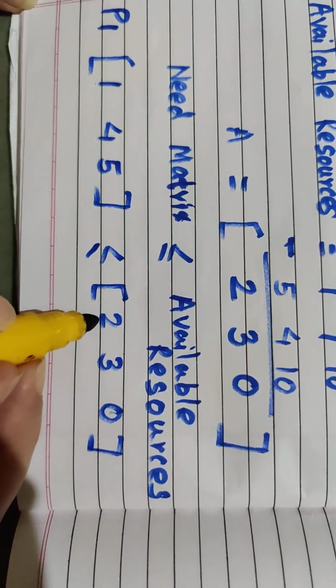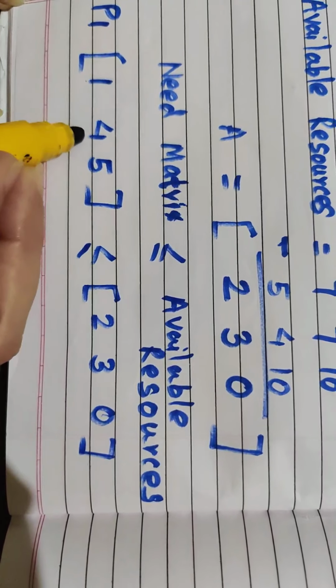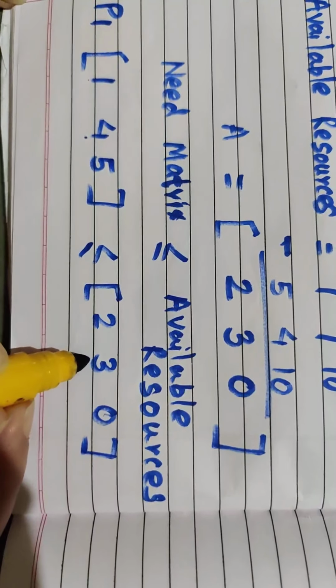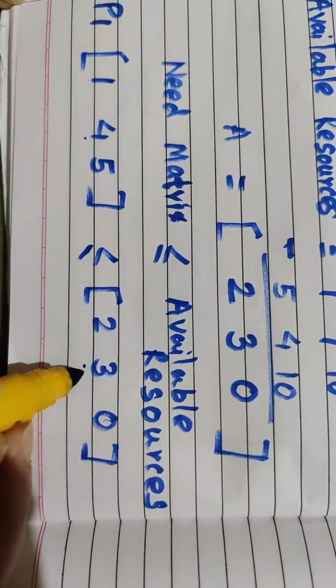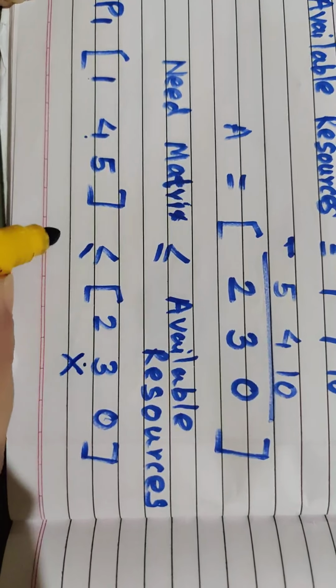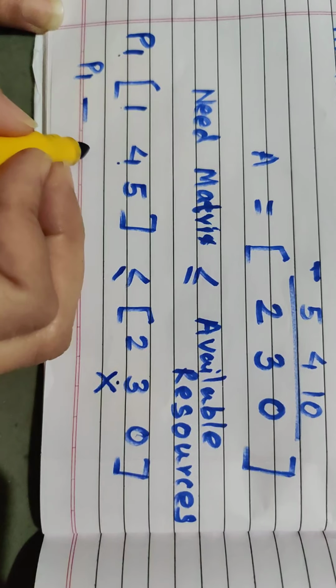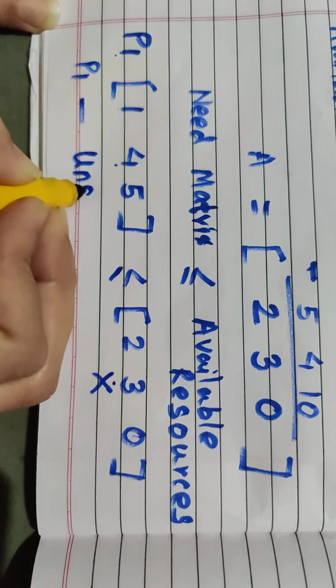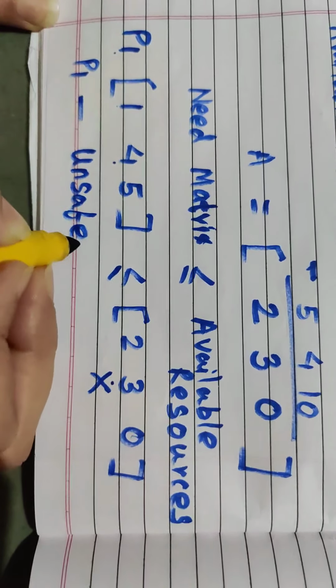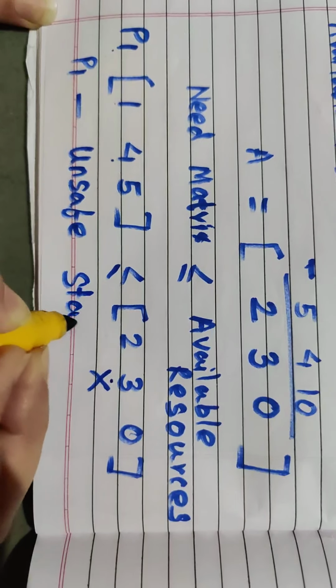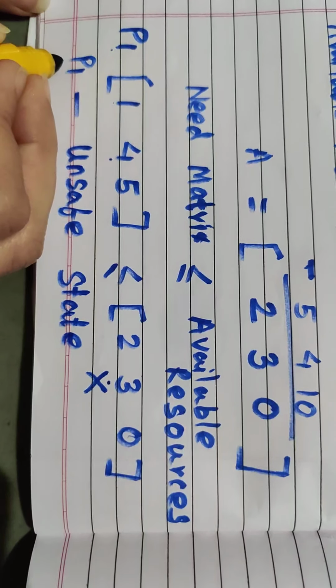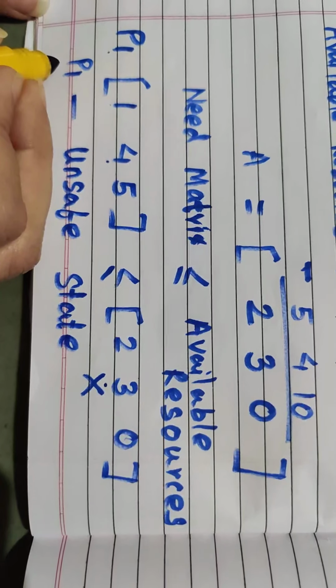So is 1 less than or equal to 2? Yes. Is 4 less than or equal to 3? No. 4 is not less than or equal to 3. So P1 will go into an unsafe state, and P1 will not be able to complete its execution.